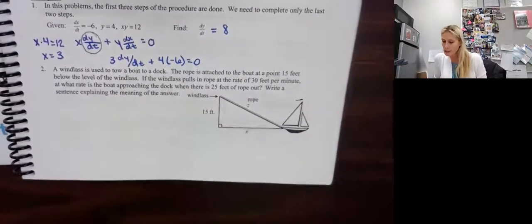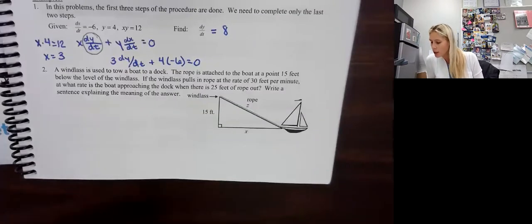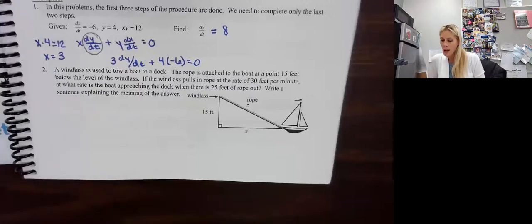A windlass is used to tow a boat to a dock. The rope is attached to the boat at a point 15 feet below the level of the windlass. If the windlass pulls the rope at a rate of 30 feet per minute, at what rate is the boat approaching the dock? And when there is 25 feet of rope out?